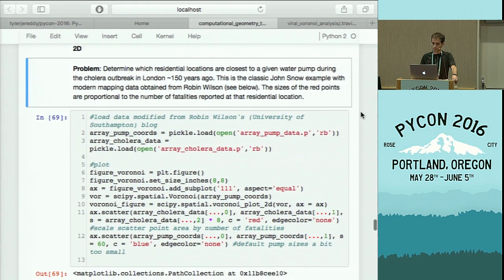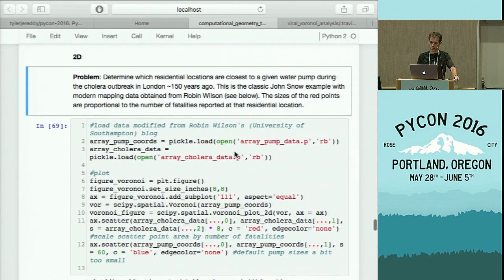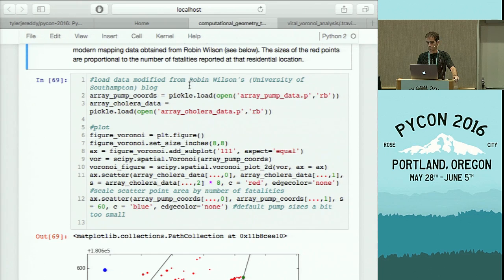So this is a classic example. This is the example of the cholera outbreak in London. At the time they didn't know that cholera was causing deaths, but the physician John Snow had a suspicion that the water sources were contaminated, so the water pumps that people were using to get the water for the residences. So they basically had a map of fatalities. These red dots are the fatalities at different residential locations, and the blue dots are the water pumps. And this is the sort of modernized version of the data, which Robin Wilson at the University of Southampton made available on his blog.